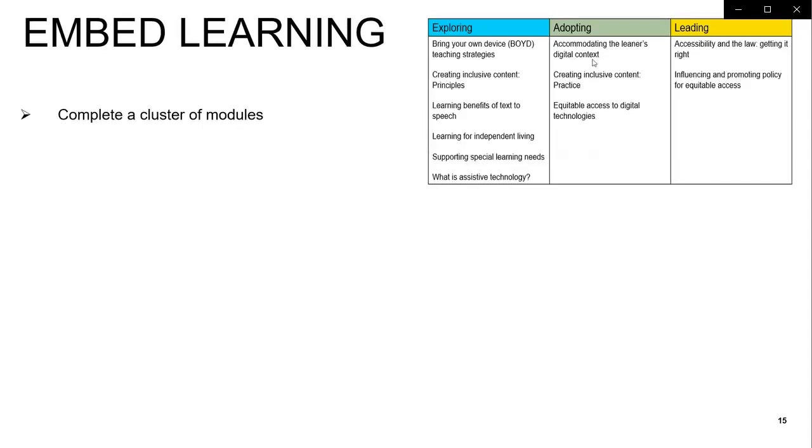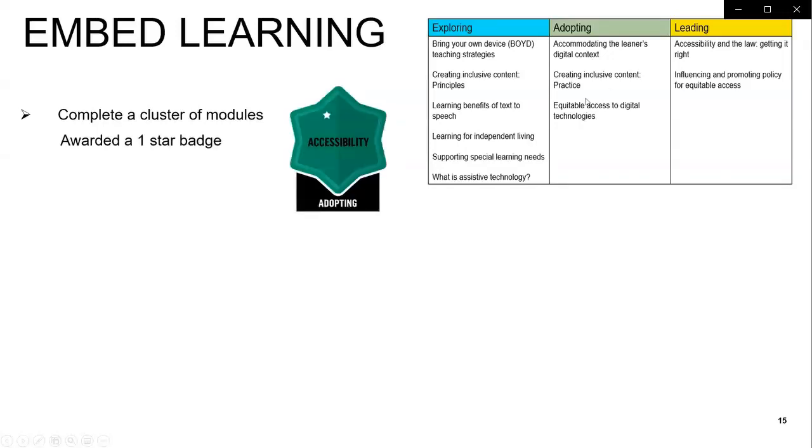So I start working on my 3 here in adopting. I take one of them, and then I take the other 2, and once I've completed all 3, I'm automatically awarded a 1-star badge. You get a badge, an accessibility badge at adopting level, and it shows 1 star.